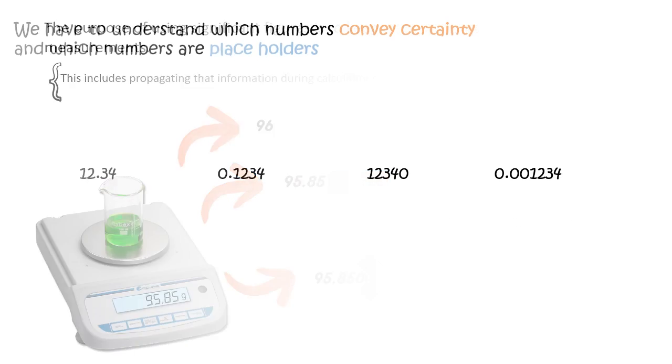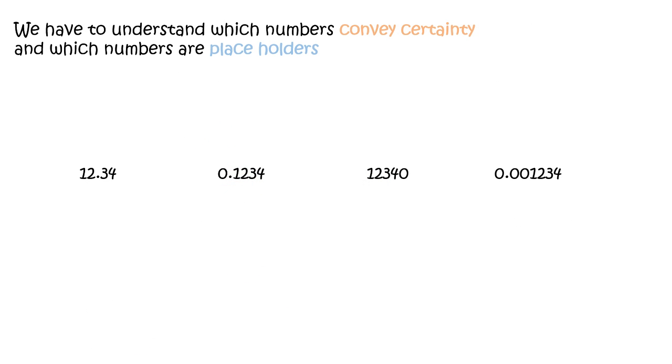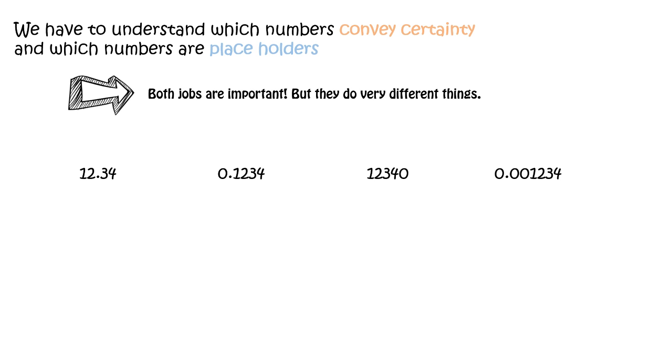Okay, so if we look at these different kinds of numbers, we'll see that certain digits in these numbers are going to convey certainty, while others are conveying size. So some of these numbers are just placeholders, right? Zeros are used as placeholders in different numbers. Whether or not a number is conveying certainty or holding a place, both jobs are important.